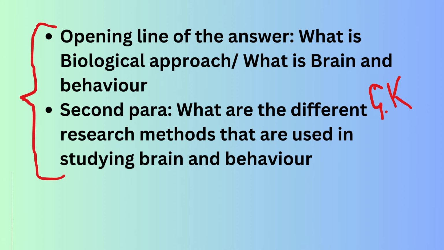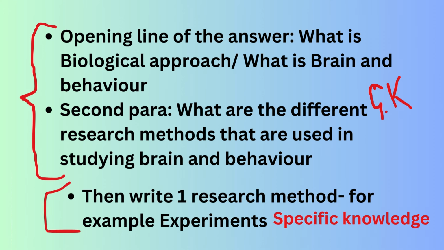Then after that, this is now a general opening. This is the general knowledge of the whole answer. After your first paragraph, that is the general knowledge, comes your specific knowledge. After this, you are going to write one specific research method, any research method to which your study is related. That research method is what you are going to explain in detail. This is going to be your specific knowledge.